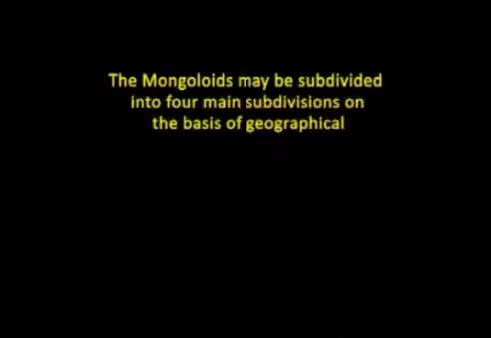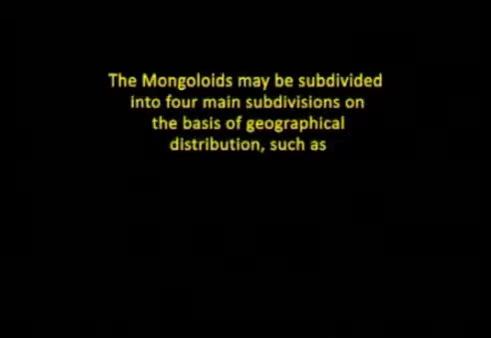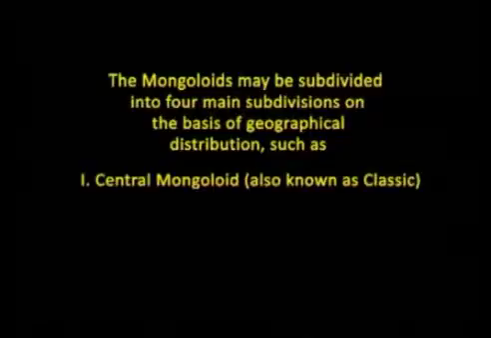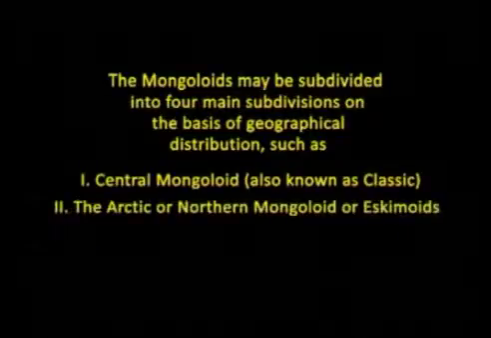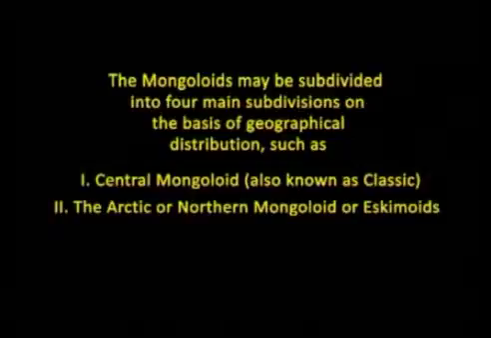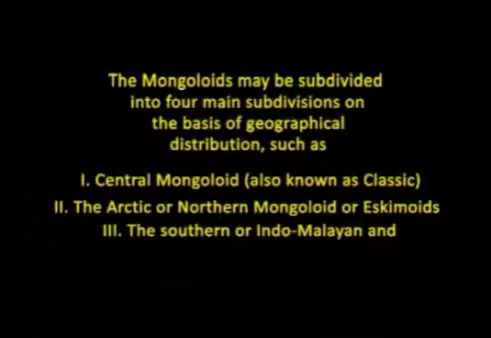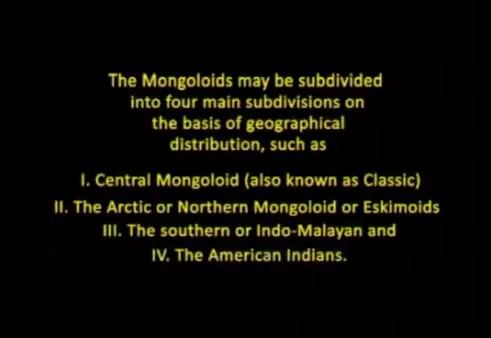Let us now see the different subtypes of these three Mongoloid, Negroid, and Caucasoid groups. First, let us see Mongoloid. The Mongoloids may be subdivided into four main subdivisions on the basis of geographical distributions, such as number one, Central Mongoloid, also known as Classic; number two, the Arctic or Northern Mongoloid, also known as Eskimoids; number three, the Southern or Indo-Malayan; and number four, the American Indians.